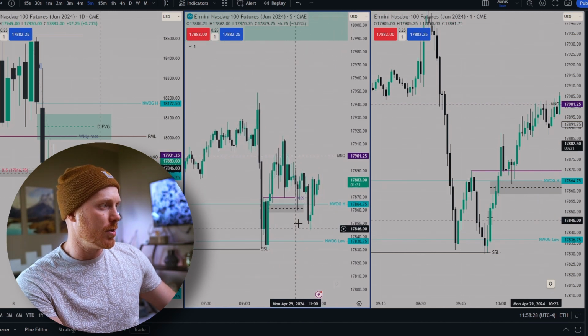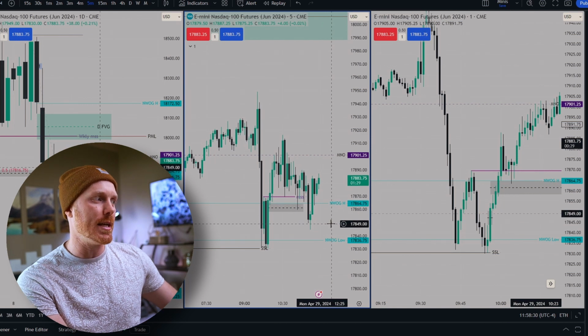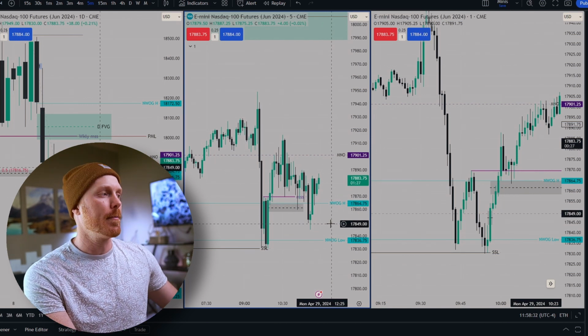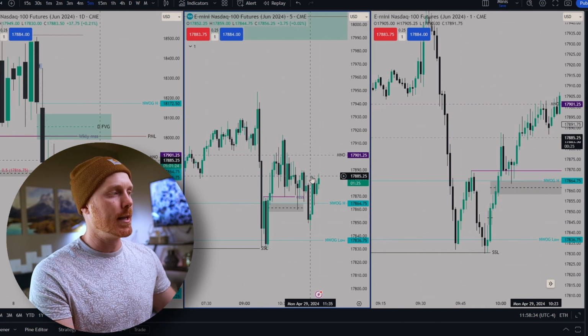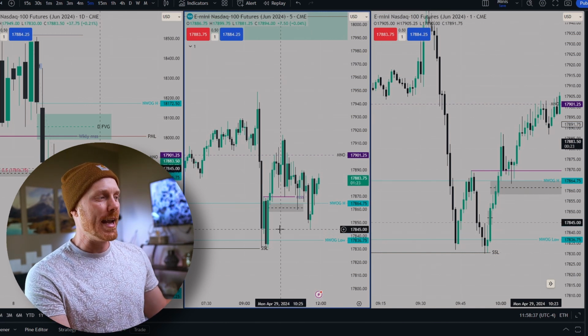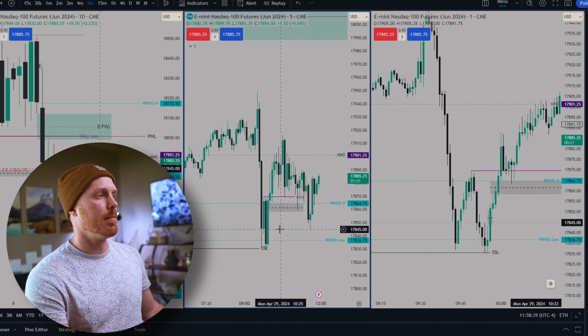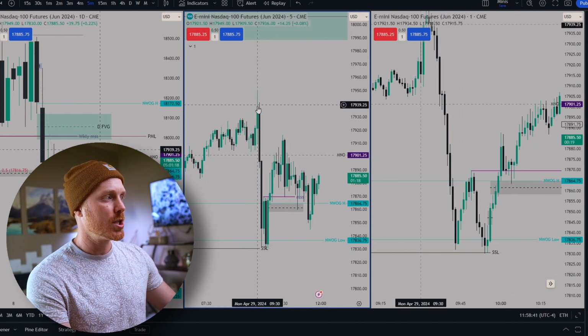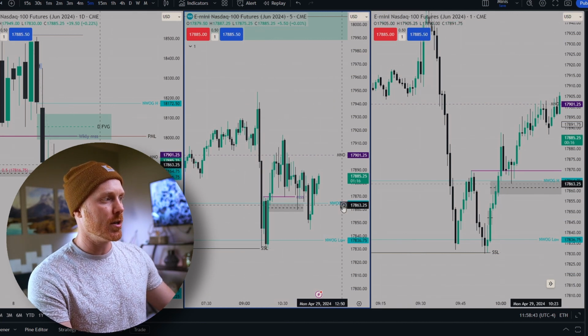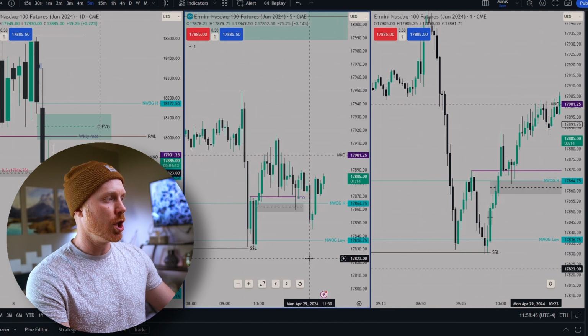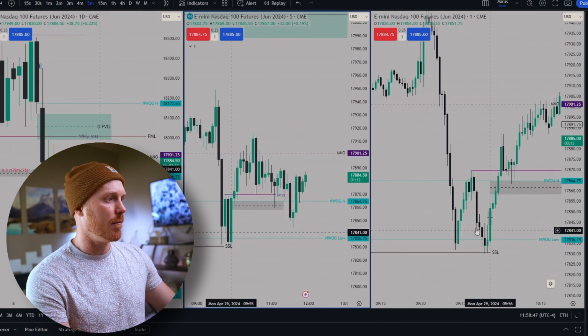You see that NWOG? That is the new week opening gap that happens from Friday to Sunday. And it is very, very common where you're going to see price run to fill that. So here's the high, and then there's the low of that volume imbalance.